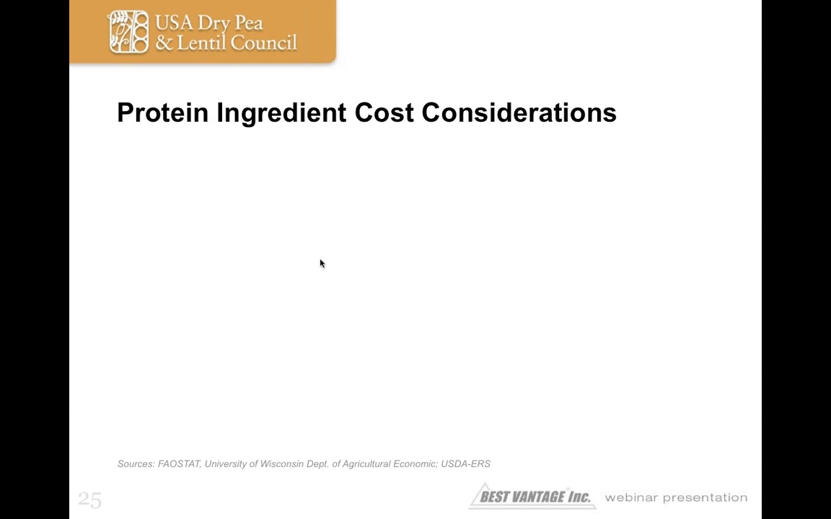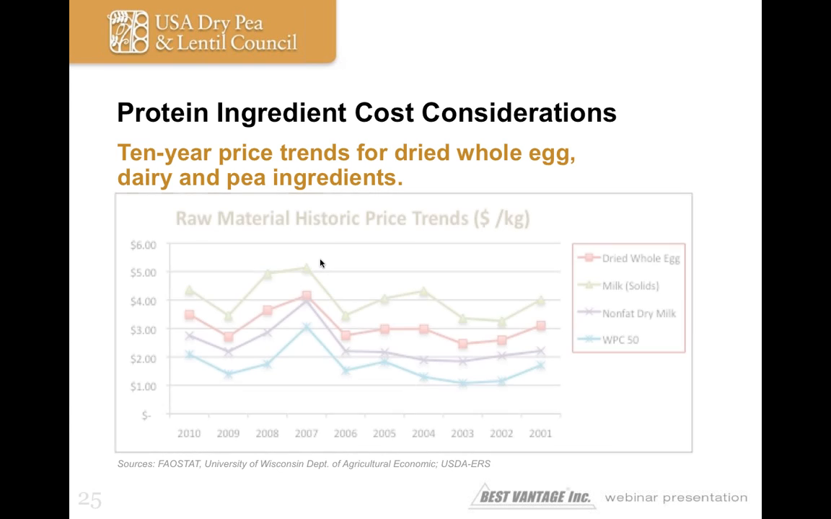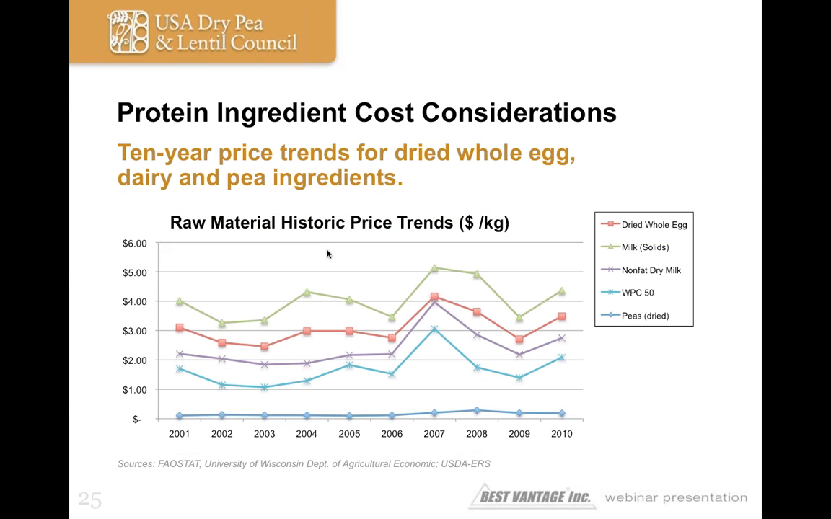So, looking at protein ingredient cost considerations, if we look at 10-year price trends for dried whole egg, dairy, and also pea ingredients, this is the graph that you saw before that shows the fluctuations of dairy and egg ingredients over time. These are the raw materials used for developing a lot of these dairy and egg ingredients. And how does that compare to pulses? Well, pulses, you'll see all the way at the bottom. We're using peas here. Peas are a major pulse raw material that is used in developing pulse based ingredients.